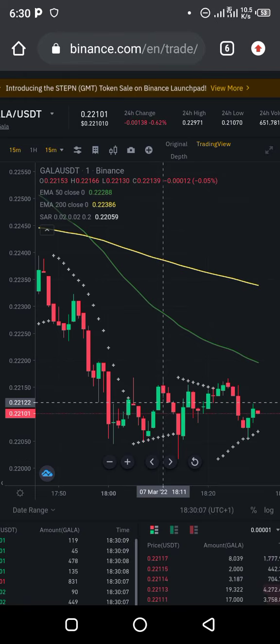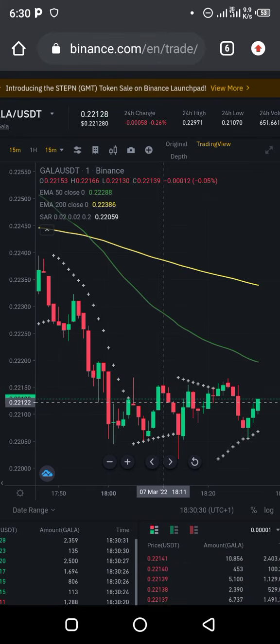So follow the parabolic SAR. It's a trend guide. It will lead you to more profit consistently in the long run. And remember, the 50 EMA and the 200 EMA, they are every trader's best friend. It's like bread and butter to every trader. All right. So the same goes for an uptrend.